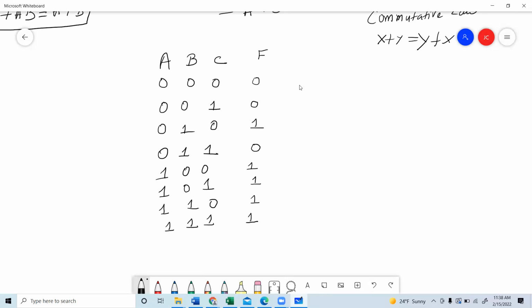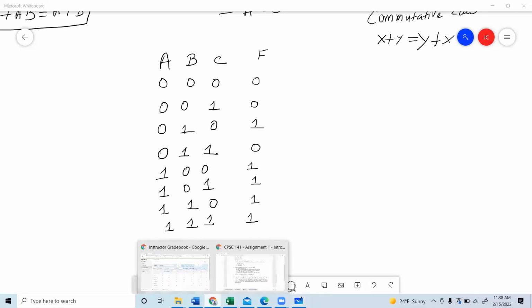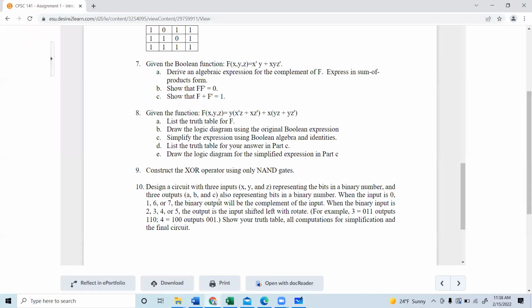This is the truth table, assuming that I give the truth table to you. Don't worry about it. In the exam there will be a truth table too. Or if you go to my assignment, you have to write the truth table based on reading. So here I say I will give you another example. Okay, we'll go with another example as well.